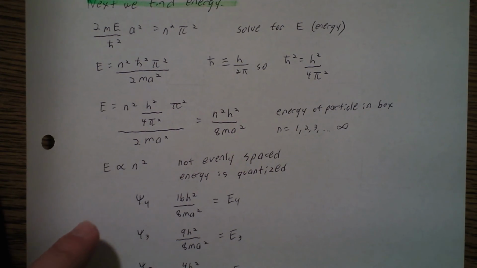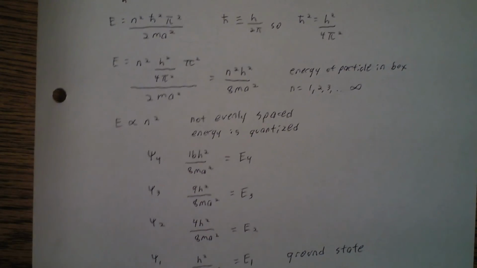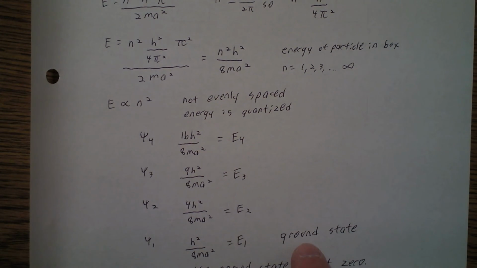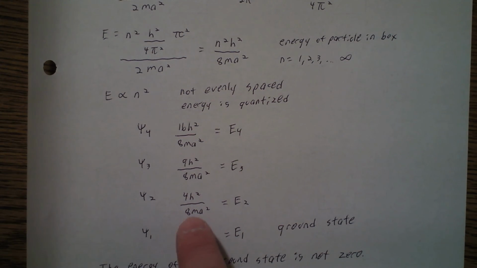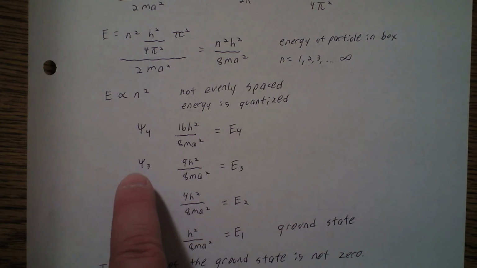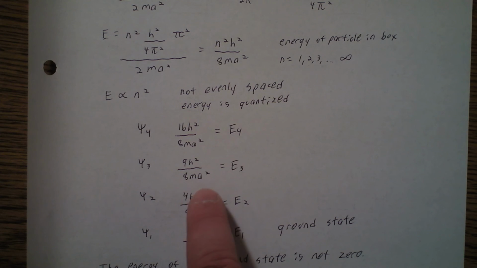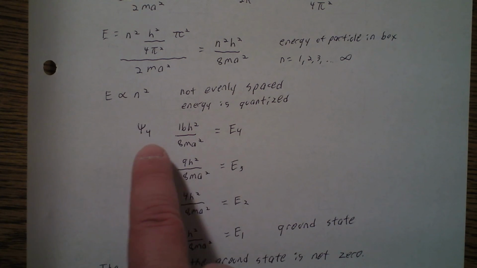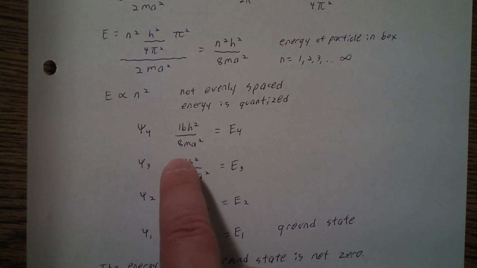So we get psi, let's start at the bottom here. Psi 1, at energy level 1, we get h squared over 8ma squared. That's your ground state, because it's your lowest state. Above that we have psi 2, which is 4h squared over 8ma squared, equals E2. Then psi 3, we get 9h squared over 8ma squared. That's energy level 3. And psi 4, we get 16h squared over 8ma squared.